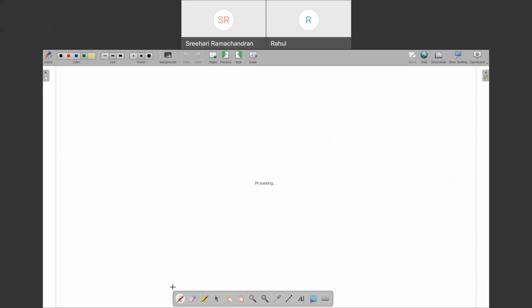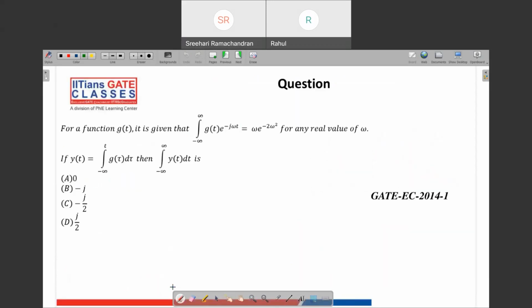So let me go to the next slide and we'll see one of the problems. Here, let's say we have a signal g of t, and this is the Fourier transform of g of t, which is equal to omega e to the power minus 2 omega square. Now let's say we have a new signal y of t, which is the integration of g of t. Now we need to find out what will be the Fourier transform of this y of t. So this is a bit tricky.